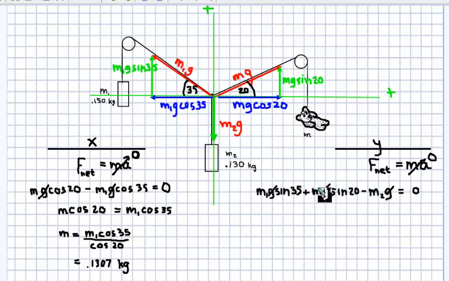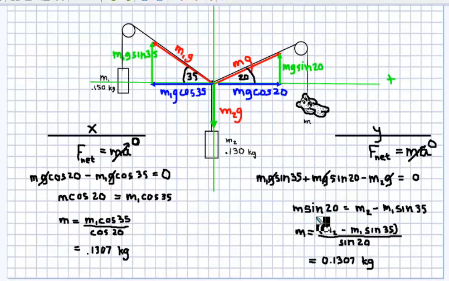Everything in this equation is known except for the m, so we could move everything over to the other side of the equation, divide by sine 20, and then we could get m again, and we should get, hopefully, the exact same result. So, moving the two terms without the m to the other side of the equation, here they are, divide by the sine 20, substitute in the appropriate values for m2, which is 0.130, and m1, which is 0.15, and indeed, you get the same result.